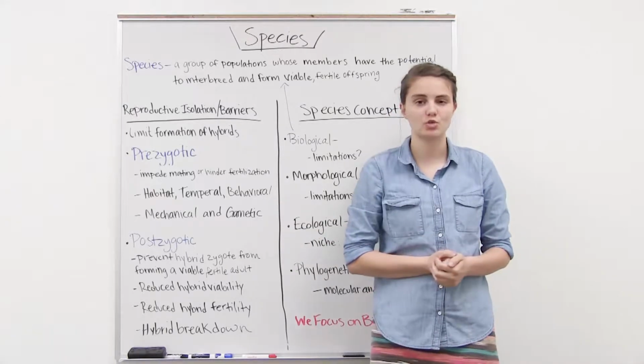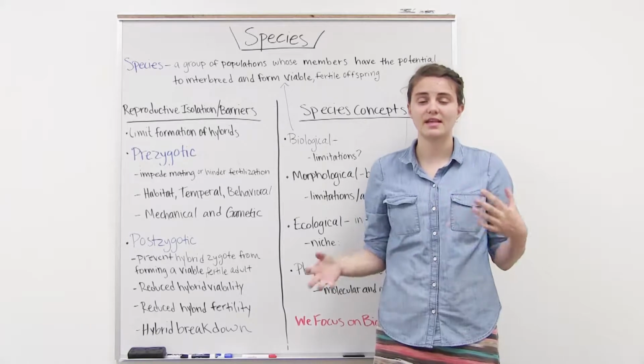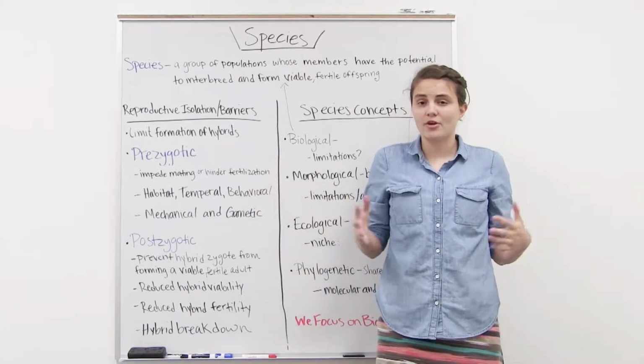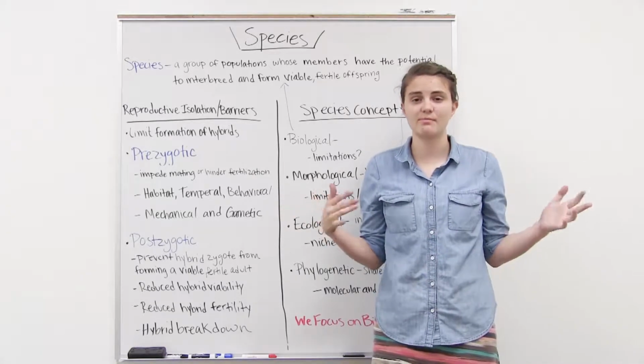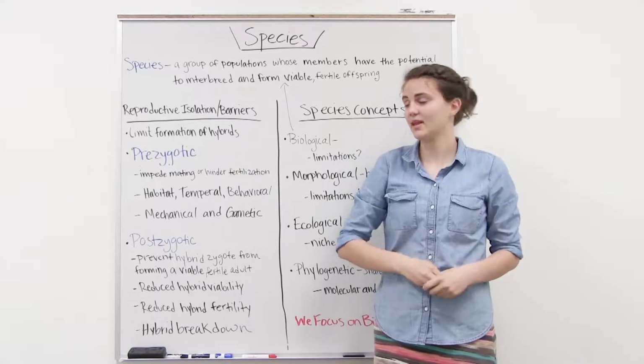Behavioral isolation occurs when you have two species or organisms that have different mating rituals. This has to do with mate recognition, and so they won't ever mate because they have different behaviors in how they mate. And so these are all the ones that prevent mating.